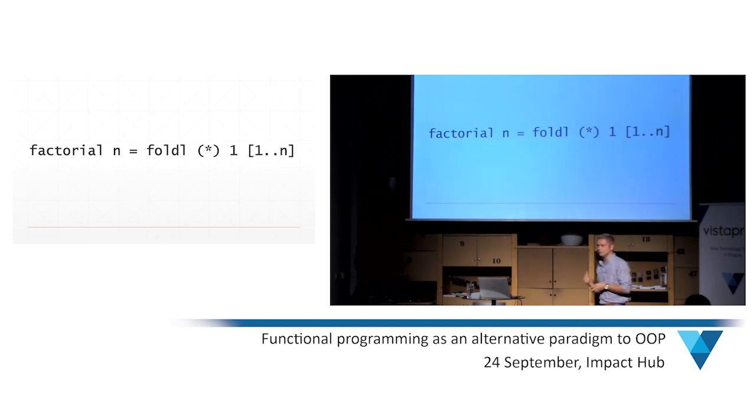Yeah, by the way, in Haskell and other functional languages, even in F#, for example, everything is an expression, even the operator. So that's a function which actually takes two parameters, just a and b, and multiplies them. So that's how it works. The last element and the previous element, multiply together, multiply the result by the previous element, and so on till the first one.